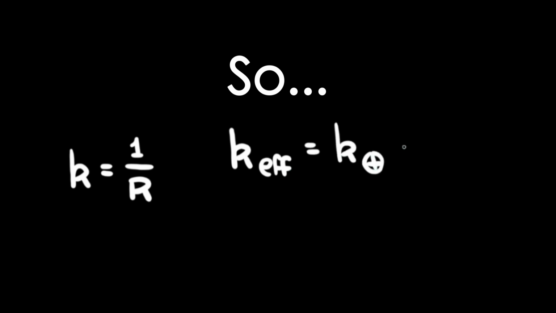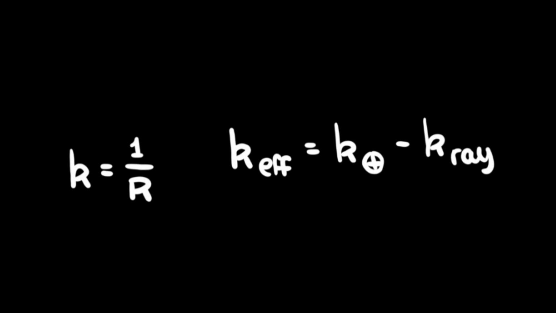Let's define a new variable. Curvature is 1 divided by the radius of the thing that curves. The larger the radius, the lower the curvature. Makes sense. The curvature of Earth with respect to the light ray is less than if the ray was going straight. So the effective curvature is the curvature of Earth minus the curvature of the light ray.